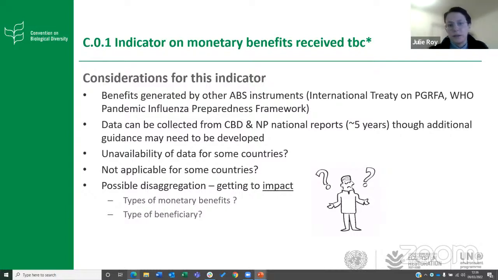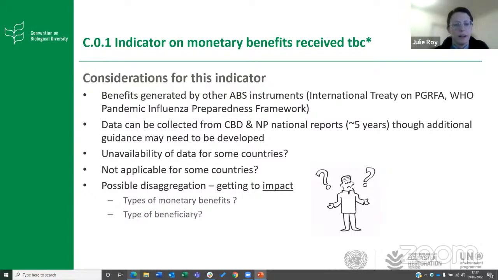Based on these previous slides, from the Secretariat perspective, we see that data for this indicator could be collected in a harmonized way between the CBD and Nagoya Protocol national reports. This would be about every 4 to 5 years. The reporting cycle is still to be determined by the upcoming meetings. But we could think about additional guidance that could be developed really to improve data quality.